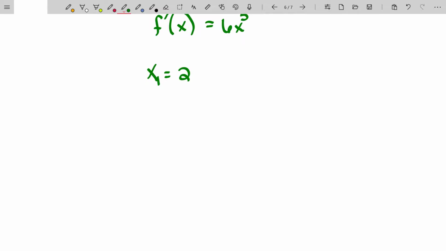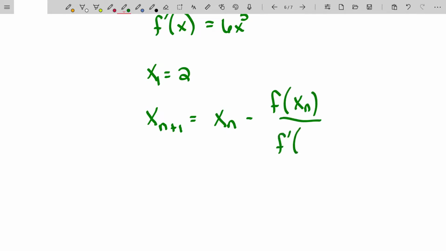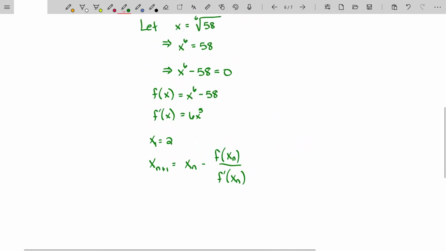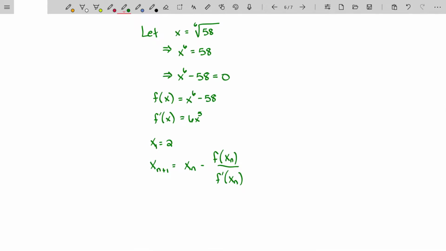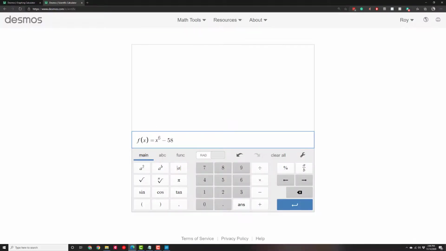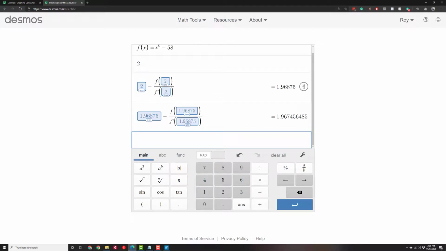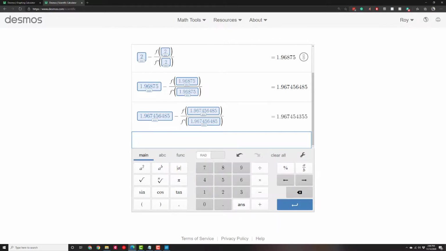If our first guess is 2, remember, our next guess in line will take that previous guess and subtract off f at that previous guess divided by the derivative of f at that previous guess. Going to a calculator and remembering that our function is x to the 6th minus 58 and our derivative, well, is 6x to the 5th. So I've typed in the function here. I'm going to type in my guess, which is 2. And then I'm going to take that answer, subtract off f evaluated at that answer, divide by f prime evaluated at that answer, and start hitting enter. So this is the second. And by the way, I think we wanted 8 decimal digits of accuracy. So let's see.